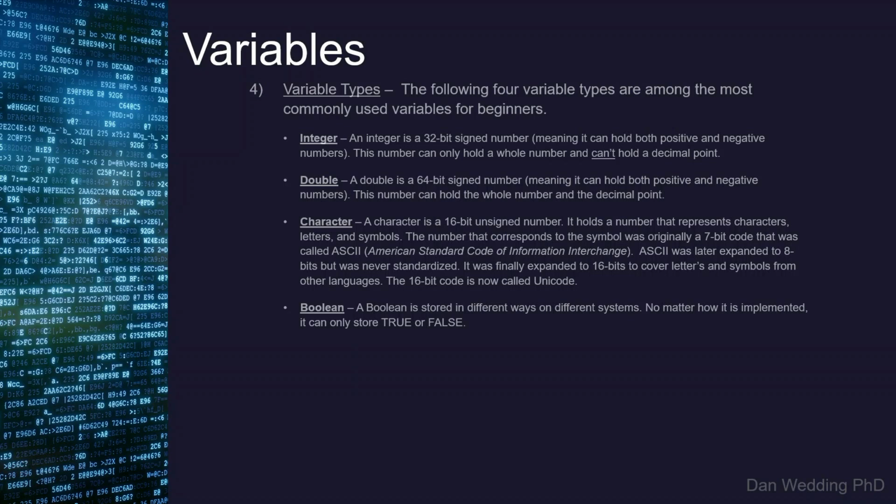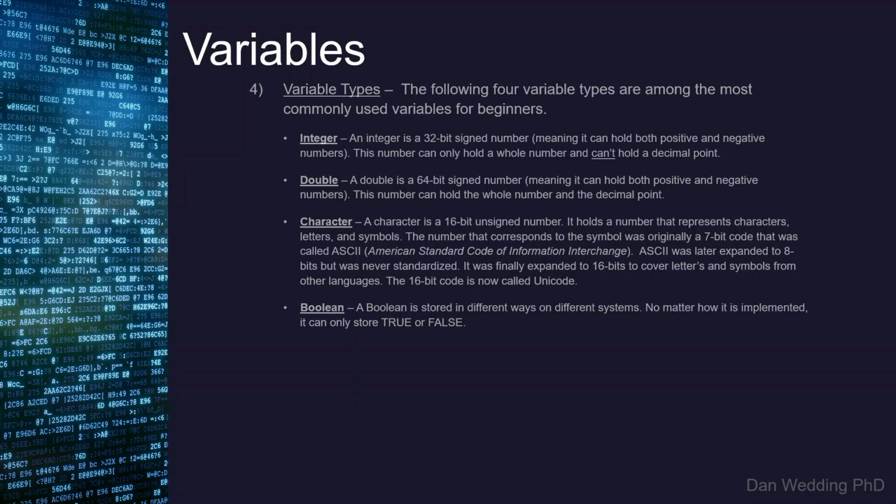The following 4 variable types are among the most commonly used variables for beginners. An integer is a 32-bit signed number. This number can hold whole numbers but can't hold a decimal point. A double is a 64-bit signed number. This number can hold the whole number and the decimal point.